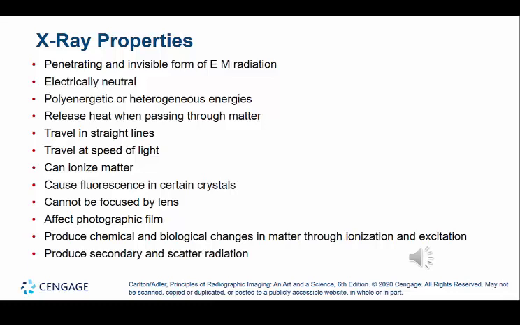X-rays can produce chemical and biological changes in matter through ionization and excitation. And X-rays can produce secondary and scatter radiation.